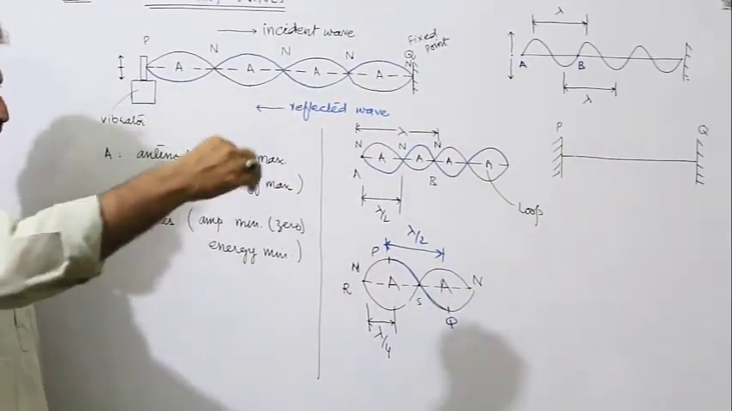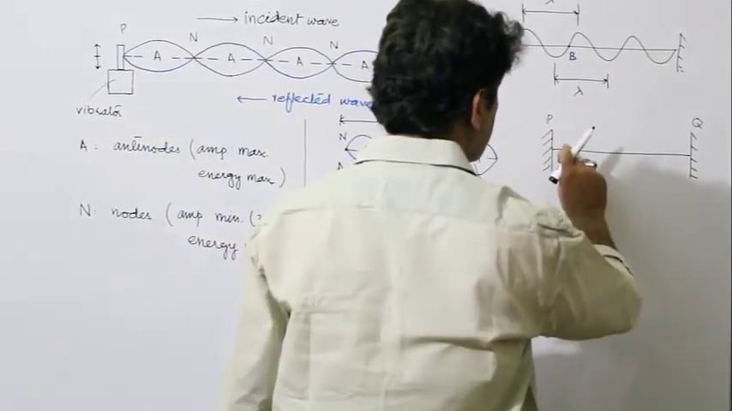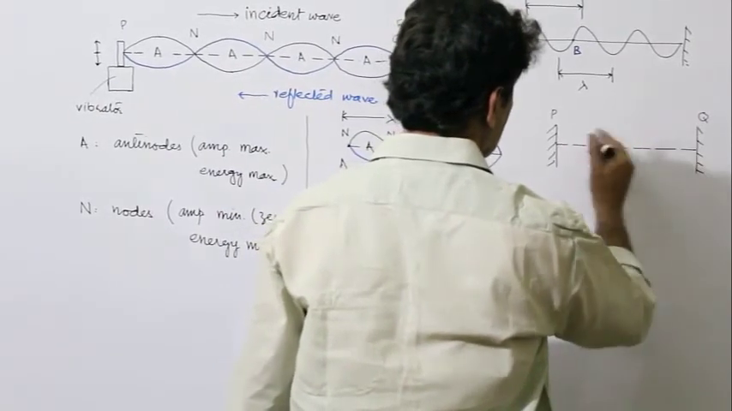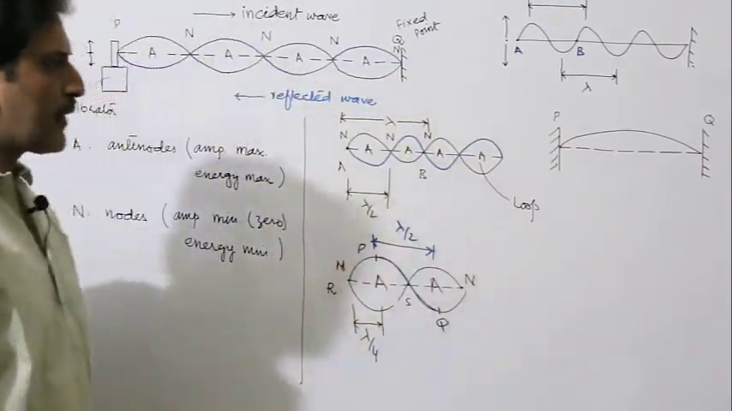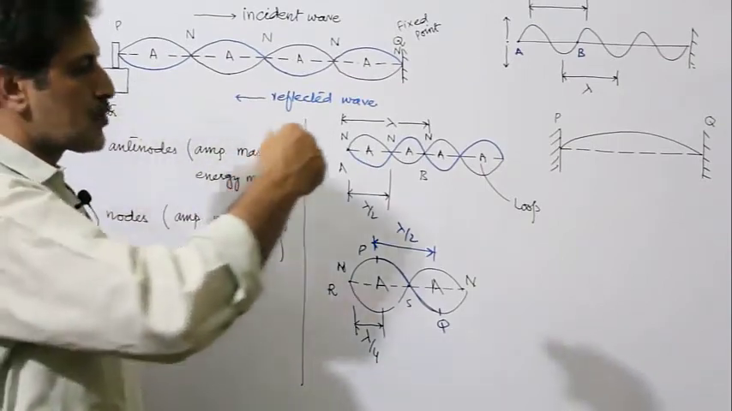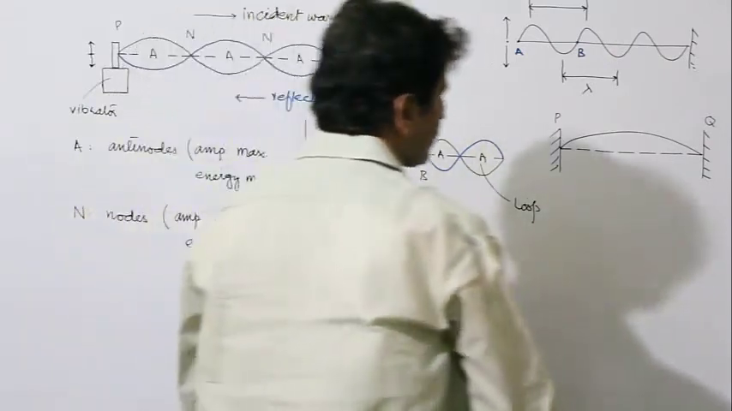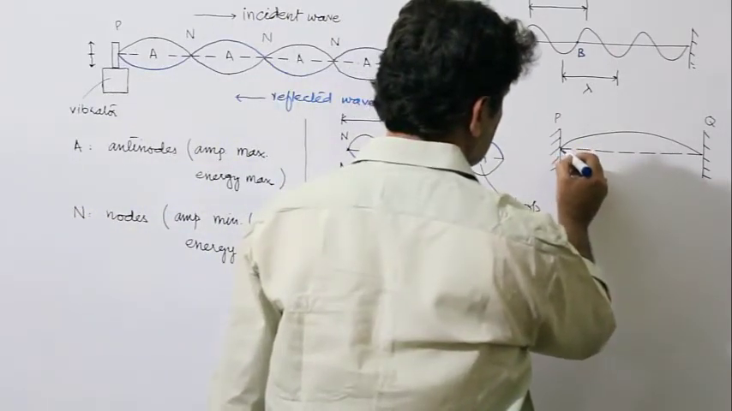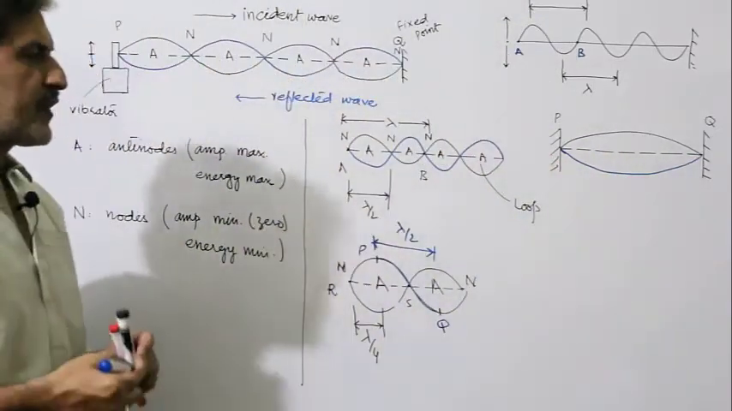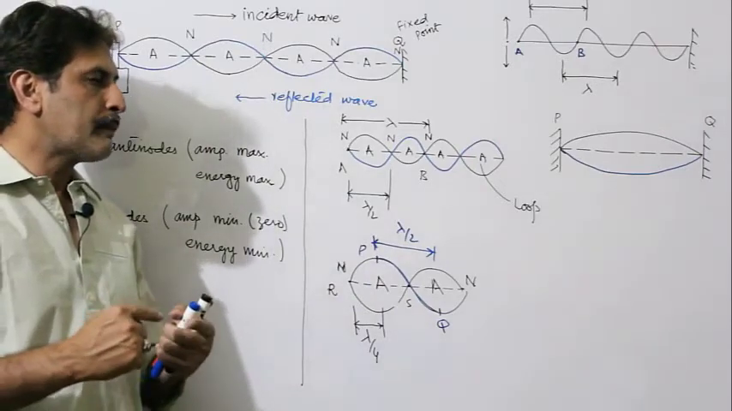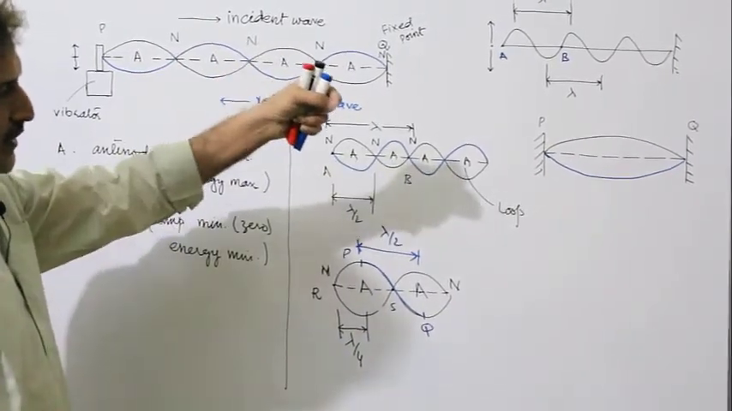So we will pluck this string from the midpoint, and the new position at time t equal to 0 is like this. Now if we release this string or rubber band, it will start to vibrate and move vertically downwards, and the new position after a particular instant will be like this. Now this string vibrates and a particular loop can be seen here, because we have plucked this string from the middle point.